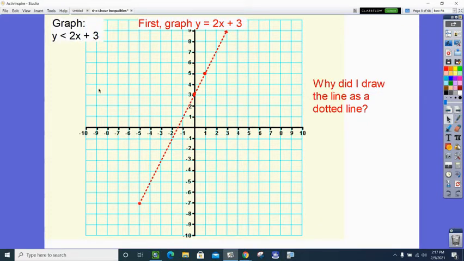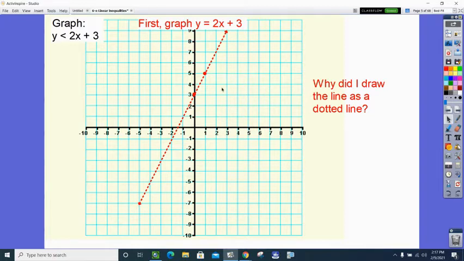So here is the line, y equals, in quotes, 2x plus 3. There's the 3 of the y-intercept, and rise 2, run 1. There's another point, rise 2, run 1. So I drew the line in with arrows, but why did I draw the line as a dotted line?